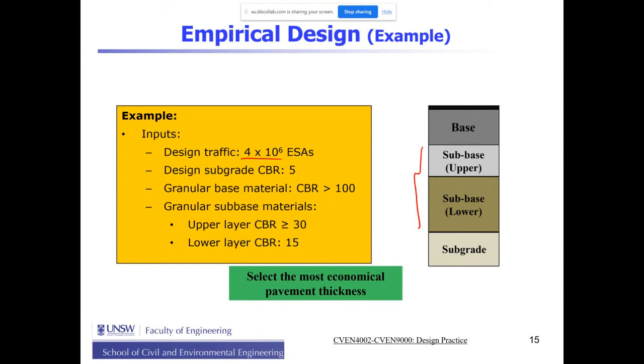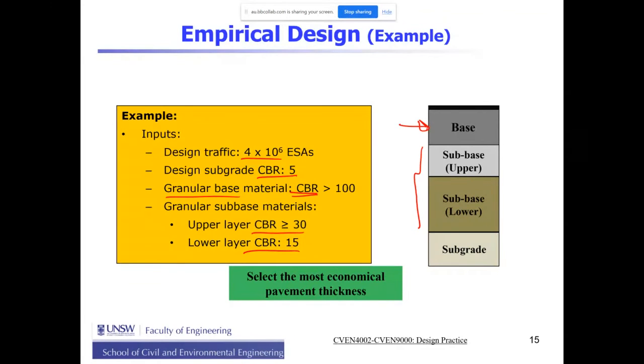The design traffic has been given to us. It is 4 times 10 to the power 6 equivalent standard axles. The design subgrade has CBR 5. We are going to use granular base material for the base layer with CBR larger than 100, and two layers of sub-base. One with a CBR of larger than 30 and the other one with a lower quality, CBR value equal to 15. So the aim is to select the most economical pavement thickness. We want to determine the thickness for each of these layers.